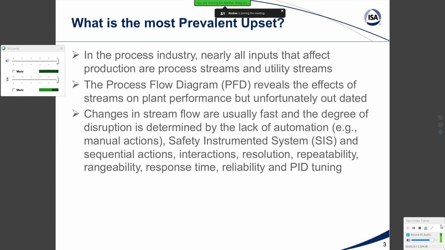And then, of course, when you have actions being taken by your safety instrumented system and your sequences, they tend to be very abrupt. I mean, you have interactions going on where you have some continual fighting between controllers. And then you have abrupt actions caused by the fact that there's not a continuous response for the measurement or the valve. And it gets abrupt. It takes steps, which is indicated by the resolution. Or the response is kind of scattered in terms of it not being repeatable.